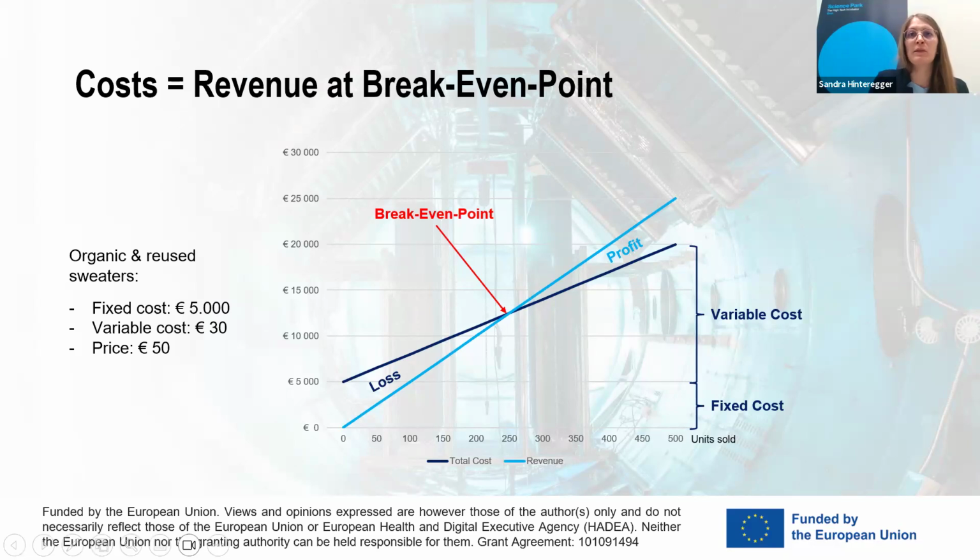Can anyone tell me or write in the chat, how much do you earn with 1 sweater more from this point onward? So if we have 250 and we're break even and we sell 1 sweater more, we earn the contribution margin, which is in our case, price 50 euros minus variable costs 30 euros, 20 euros.